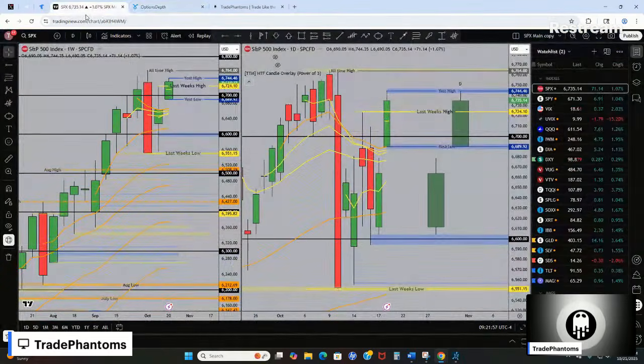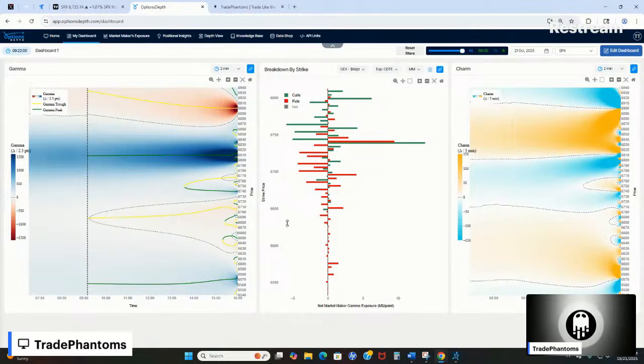I take that SPX 6735 implied open, give or take, and this is what's called options depth. This is a beautiful product where we can get information in regard to market maker gamma exposure. Calls are in green, puts are in red. This is the breakdown by strike in the middle here. Anything to the left are sold, anything to the right are bought, from the market maker perspective.